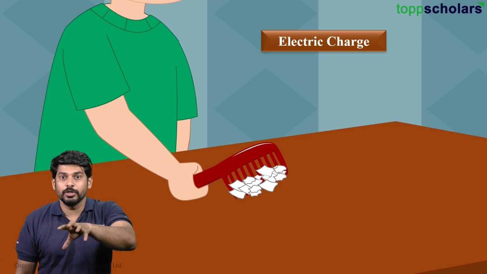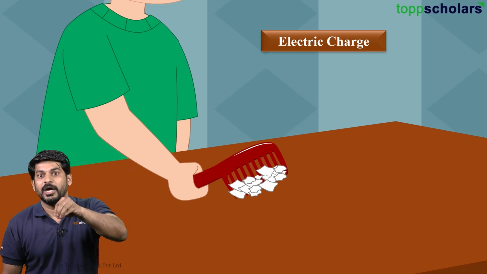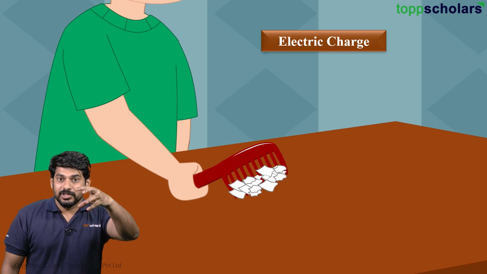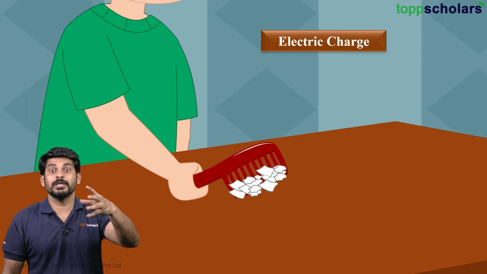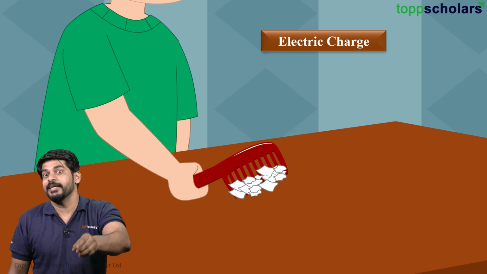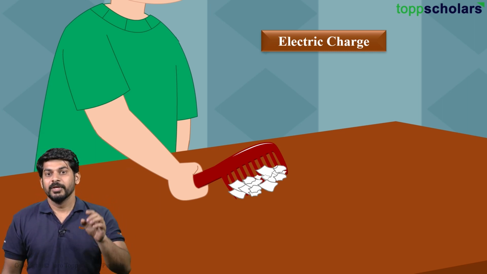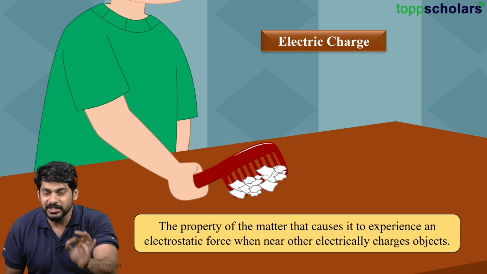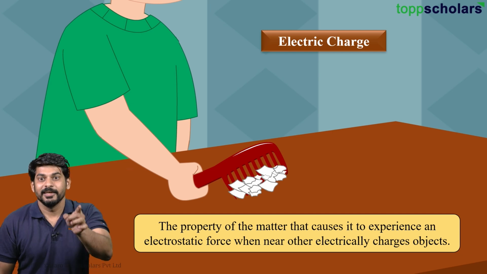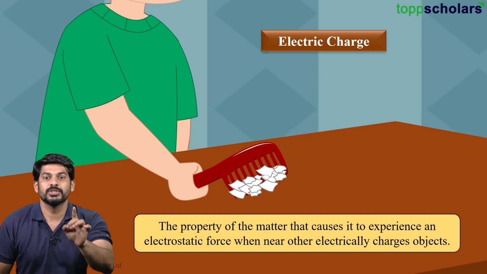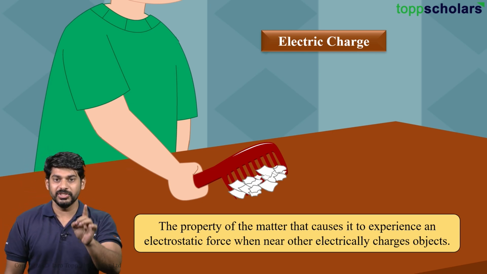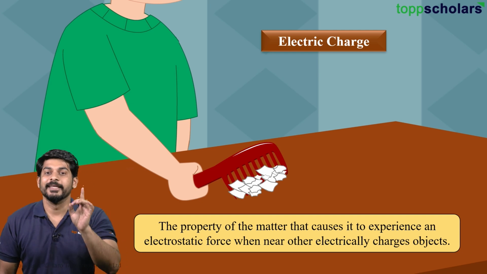Basically the pieces of paper themselves contain some charge, then some charge is accumulated on the comb, and this accumulated charge exerts some attractive force on the charges inside the paper, and that's why the pieces of paper are attracted. So we can say this is nothing but the property of matter that causes it to experience an electrostatic force when near other electrically charged objects. So this is the simple definition of electric charge.